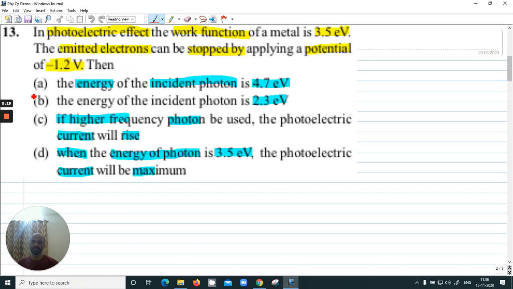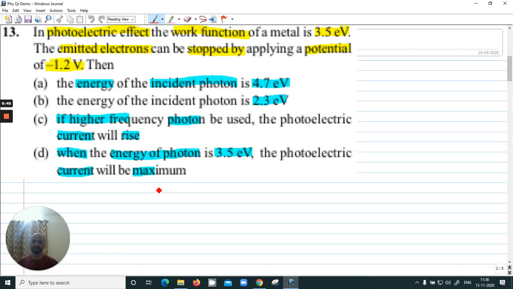Then option A, the energy of incident photon is 4.7 electron volts. Option B, the energy of incident photon is 2.3 electron volts. Option C, if higher frequency photon be used, the photoelectric current will rise. Option D, when the energy of photon is 3.5 electron volts, the photoelectric current will be maximum.